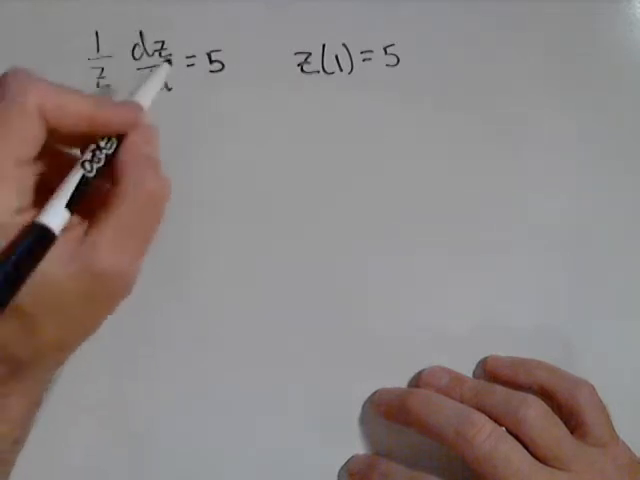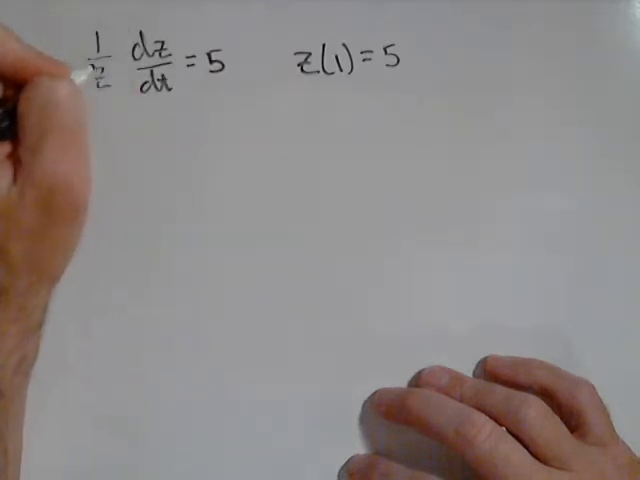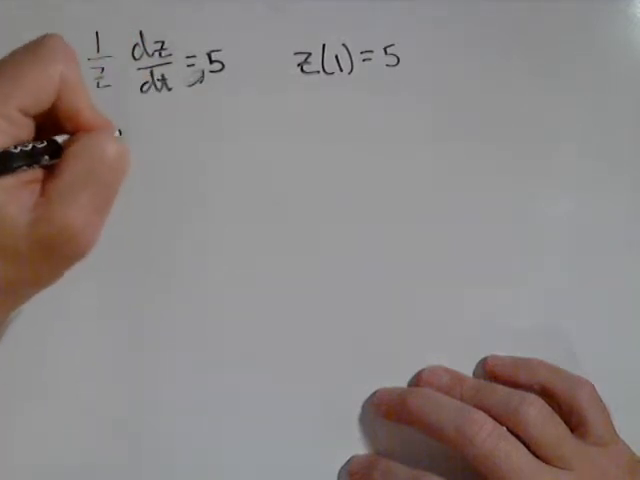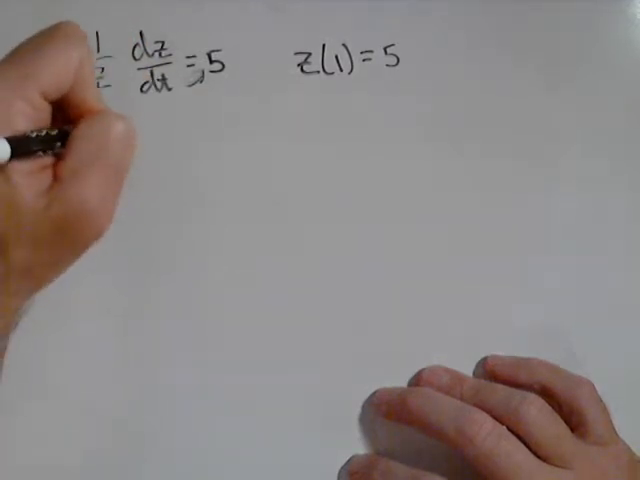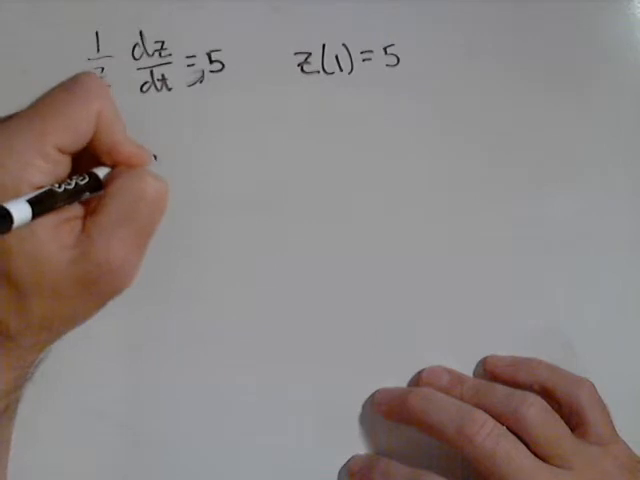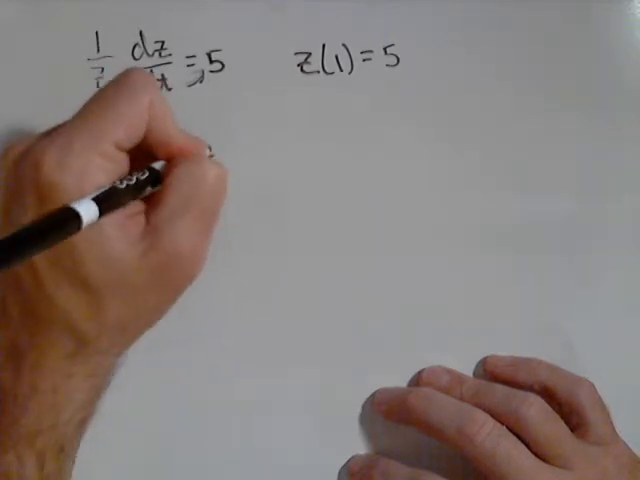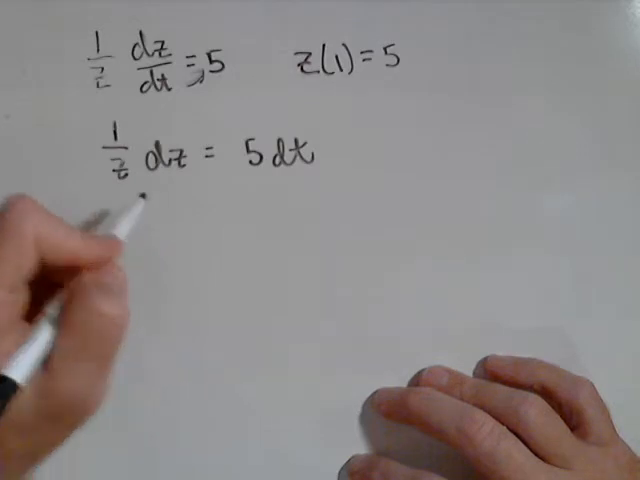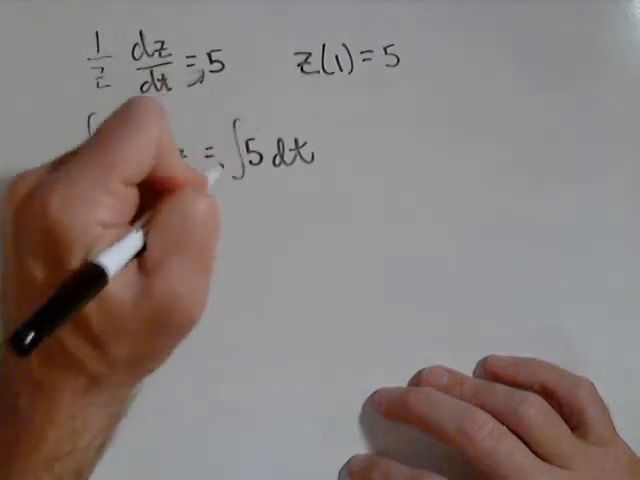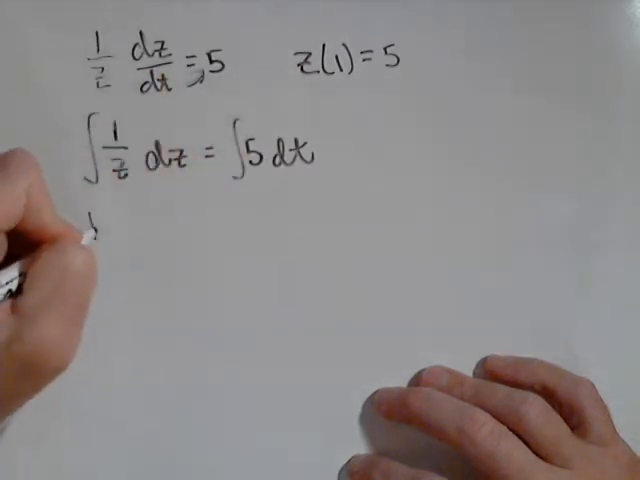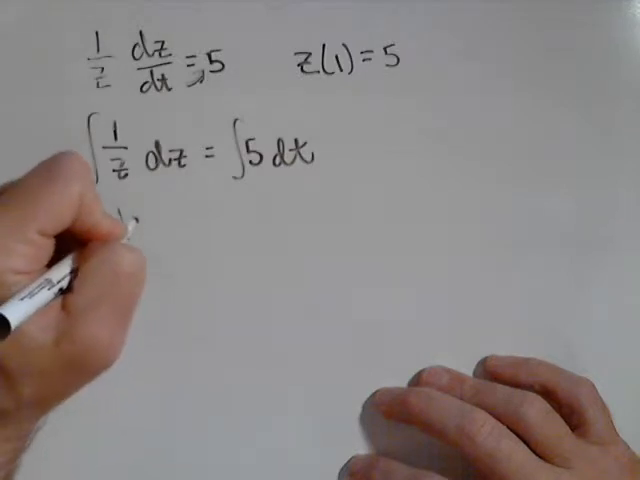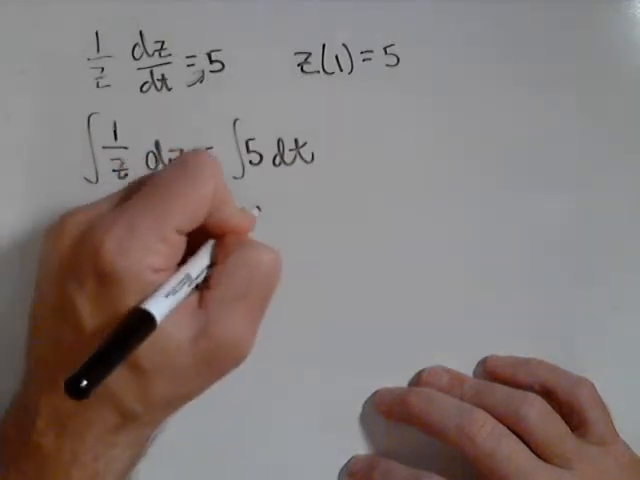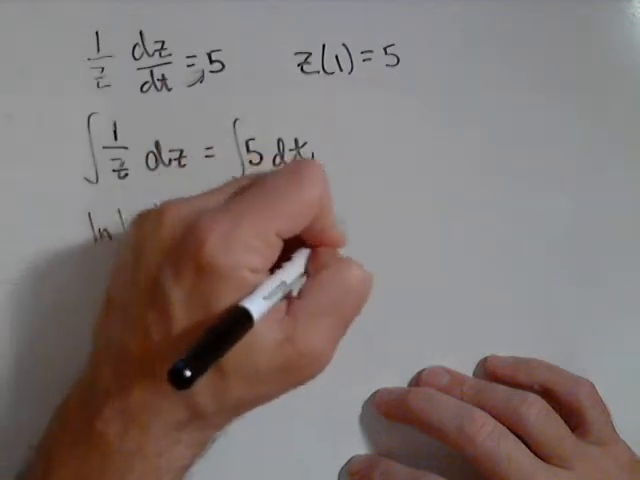The dz is going to stay, which means the 1 over z is going to stay over here. And we're going to cross multiply the dt. So what we have is 1 over z dz equals 5 dt. Now we'll just take the antiderivative of both sides. On the left hand side we get ln of the absolute value of z equals 5t plus c.